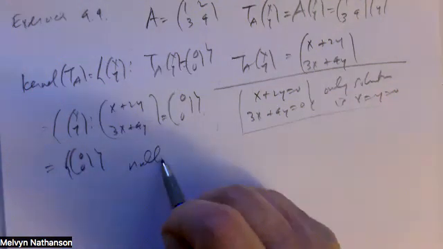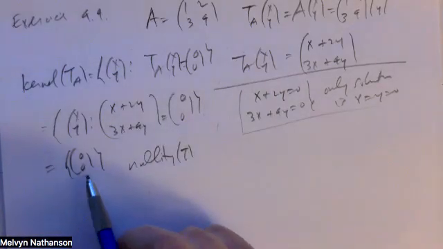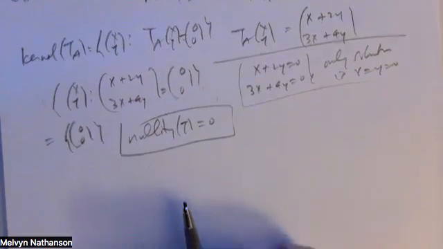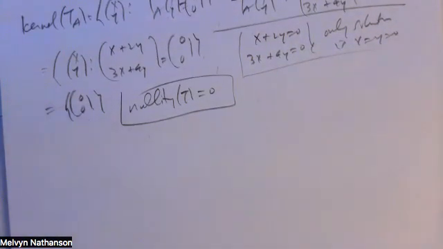And the nullity, that's just the dimension of the kernel. The kernel is just the zero vector. So the dimension is 0.